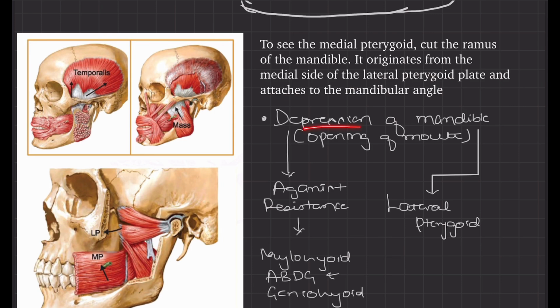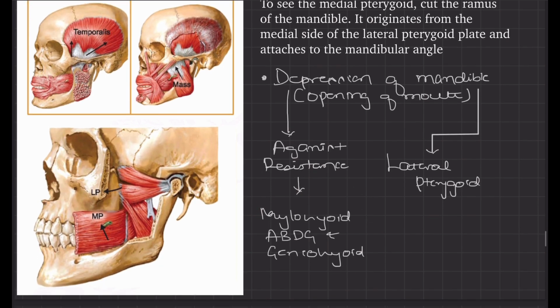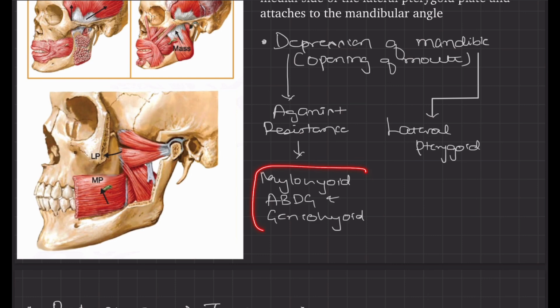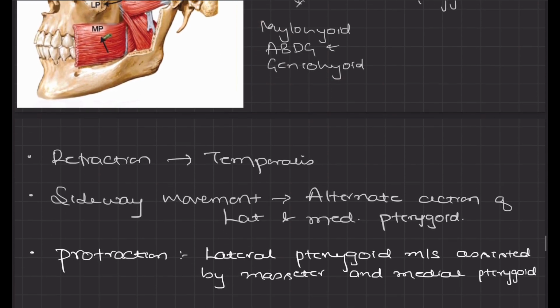Now coming to the depression of the mandible, that is the opening of the mandible. It is caused by the lateral pterygoid muscle. If there is resistance to opening, then other muscles will assist: the mylohyoid, the anterior belly of digastric, and the geniohyoid muscle. Retraction of the mandible is by the temporalis muscle. Sideways movement is an alternating action by the medial and lateral pterygoid.